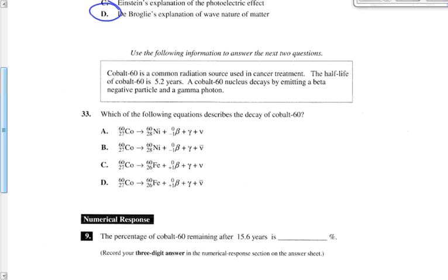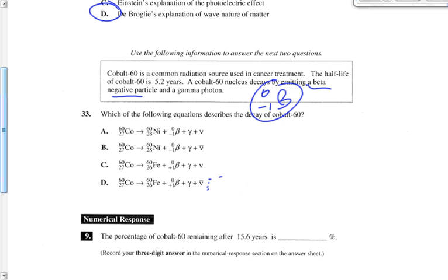33. Love these radioactivity questions. Love these transmutation questions because it's just like adding simple numbers in our heads. Got a half-life, got a beta negative particle. Okay, let's draw attention to that, okay?